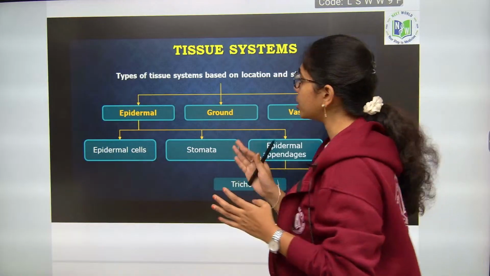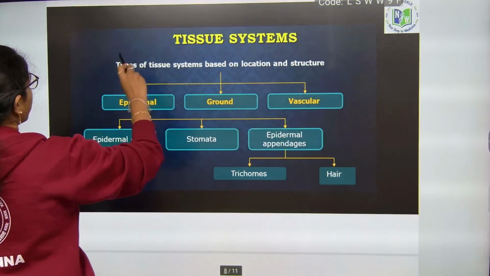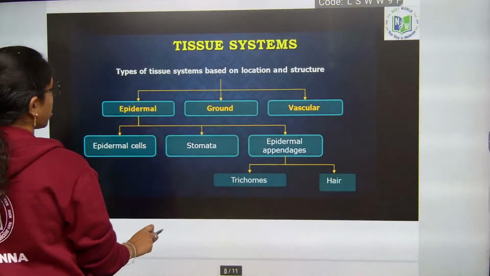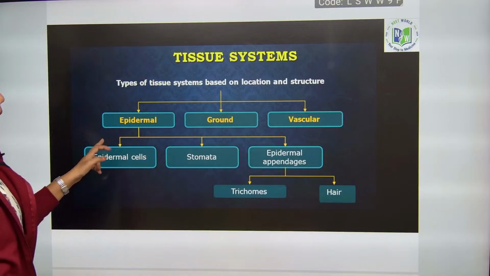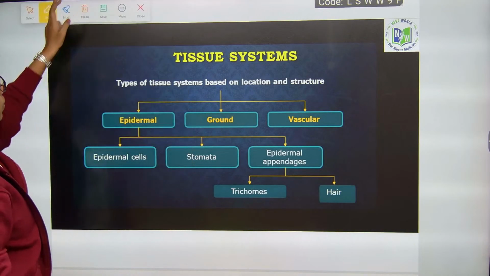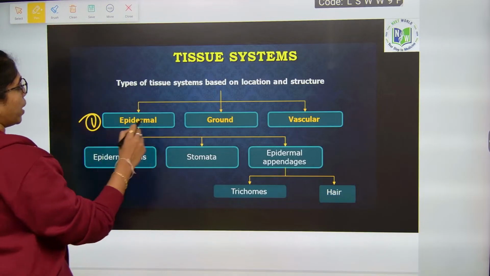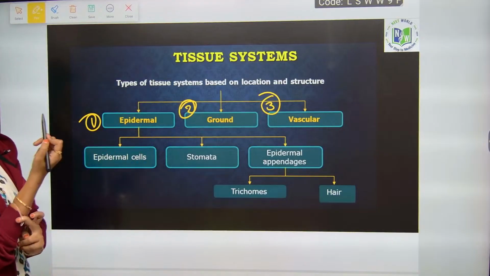Tissue systems, this type of tissue systems based on location and structure. Keenly remember we have 3 types of tissue systems. First is epidermal tissue system, second is ground tissue system, and third will be vascular tissue system.